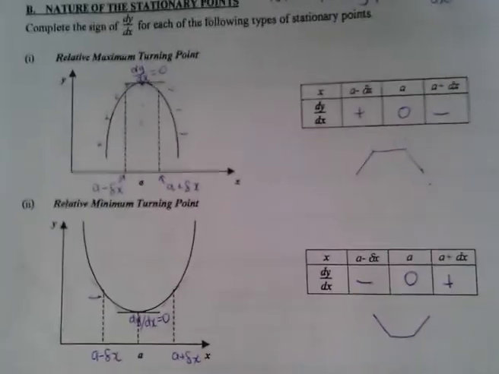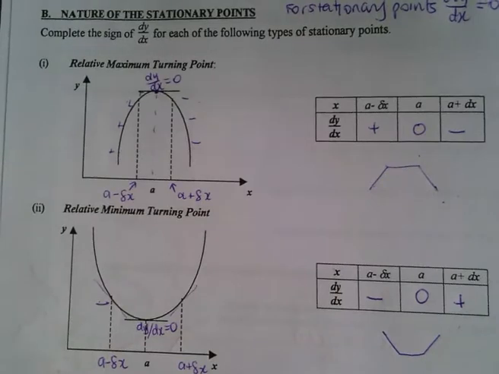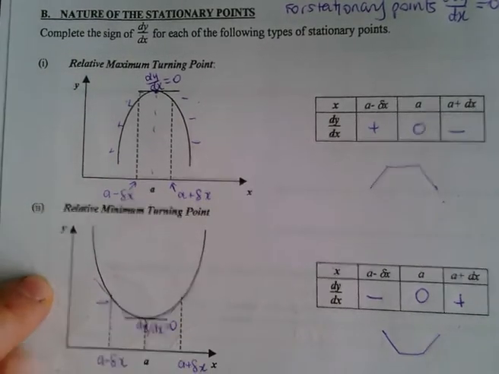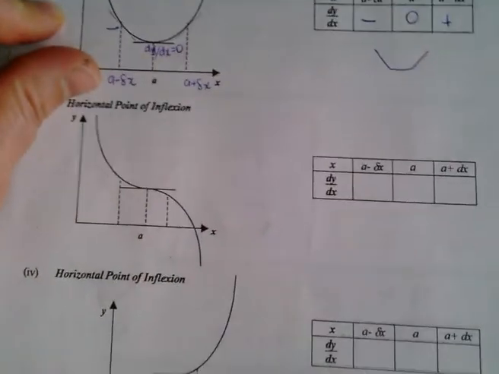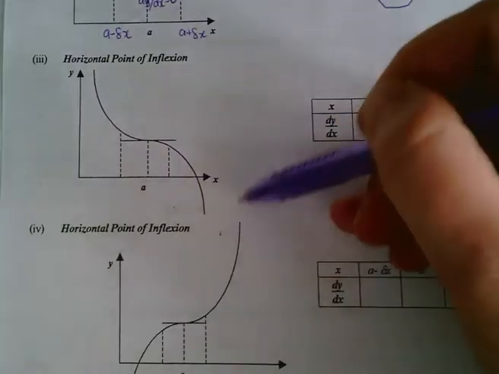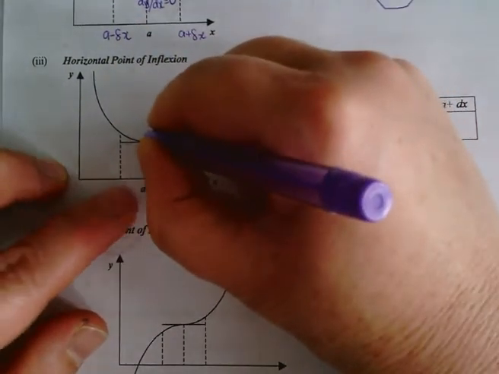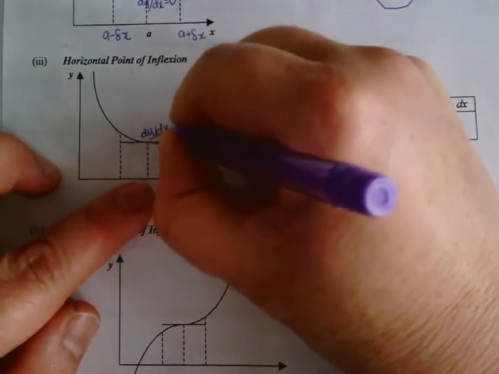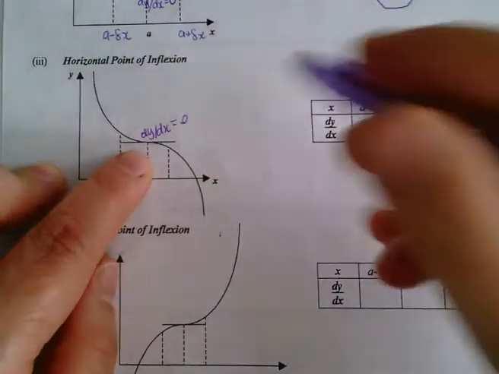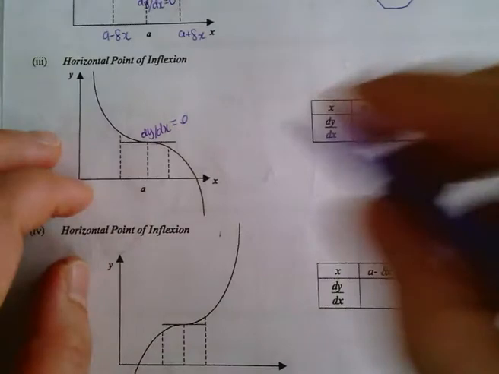Now, there are 3 types of stationary points, even though you can see here we've got 4. We've got a maximum, we've got a minimum turning point, and we've got horizontal points of inflection, but there are 2 types, a backwards one and a forwards one. So the gradient is actually flat at that point. This is called an inflection. The gradient of the tangent at this point is 0 when x is A.